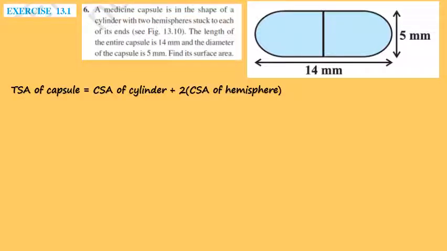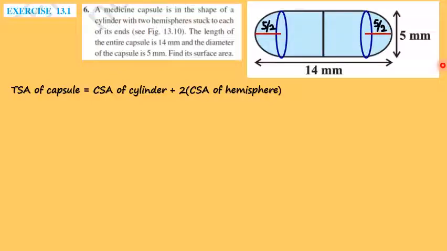So the surface area of the capsule is the CSA, curved surface area of the cylinder, plus curved surface area of two hemispheres on both the ends. See here, two hemispheres are there. So we have to take the area of these two hemispheres plus the cylinder. So instead of taking 2 into surface area of hemisphere, 2 hemispheres will make 1 sphere. So we can change the equation.